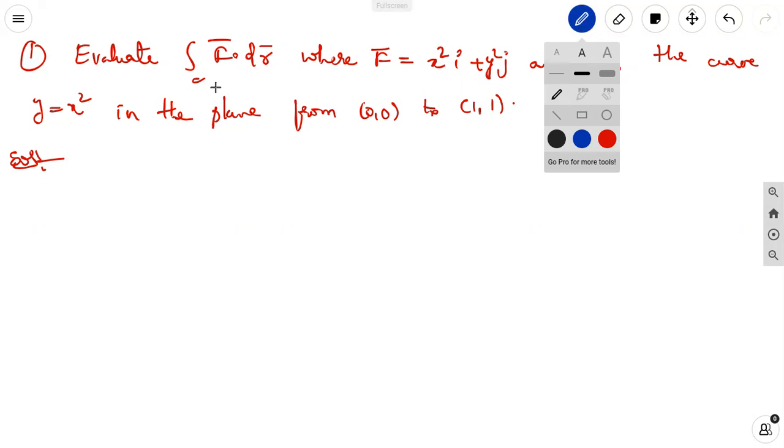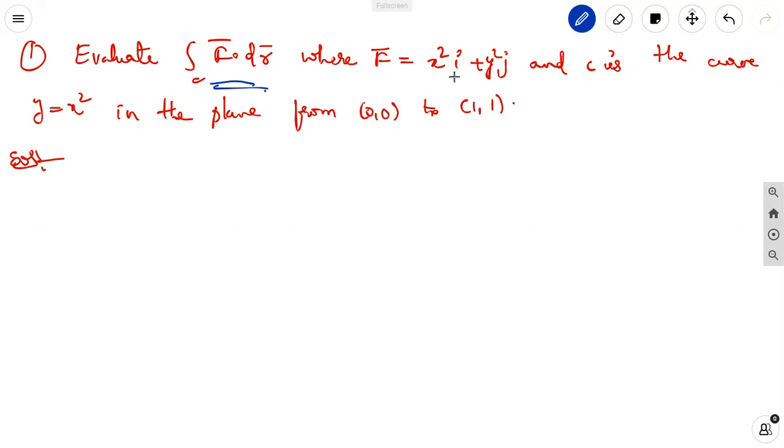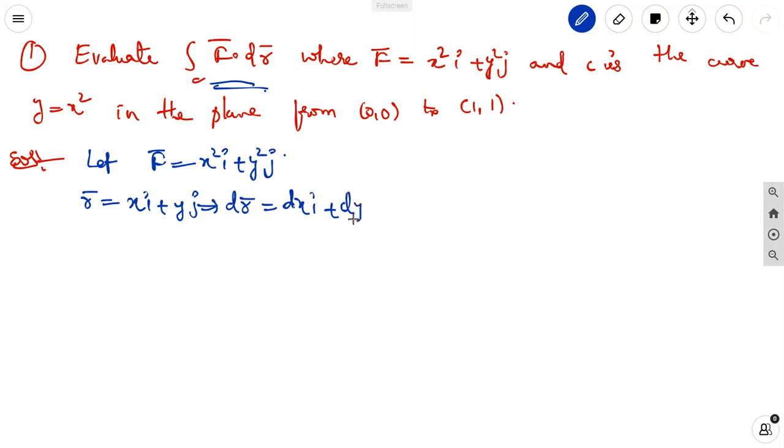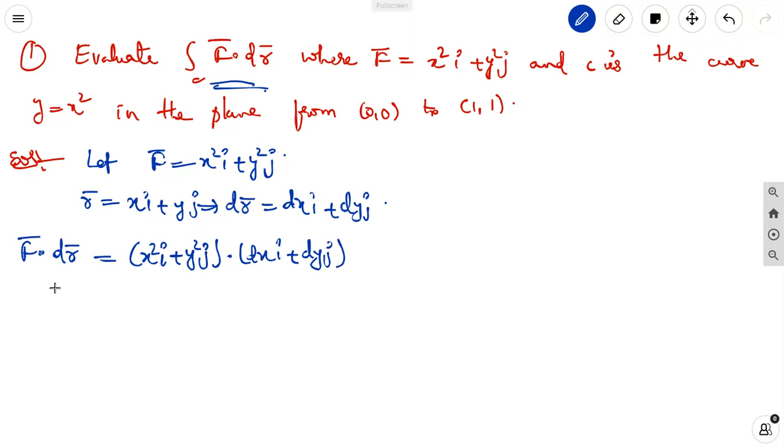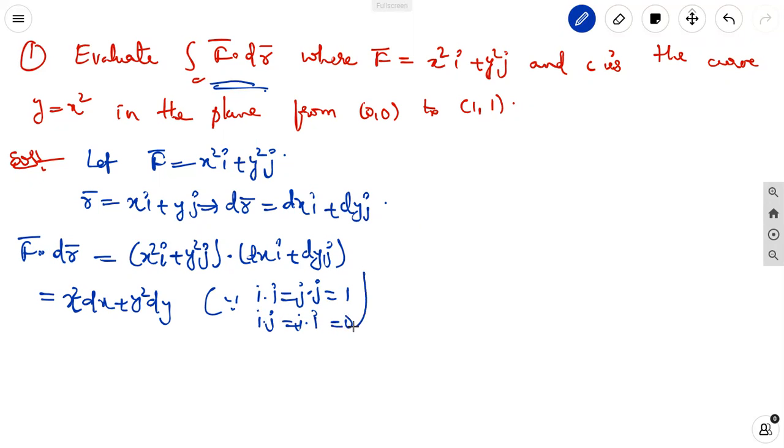Here they have given the direct question, F vector dot dr vector. Let F vector be equal to x square i plus y square j, and r vector, we know that in two dimensions, is xi plus yj. Taking the derivative on both sides, dr vector equals dx i plus dy j. Now find the dot product of the two vectors: F vector dot dr vector equals x square i plus y square j dot dx i plus dy j. I dot i equals 1, so we get x square dx plus y square dy. Why? Because i dot i equals j dot j equals 1, and i dot j equals j dot i equals 0. Okay.